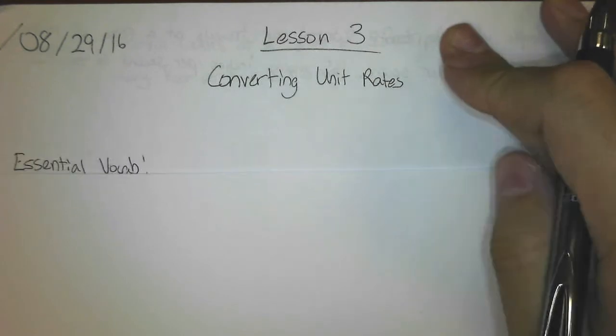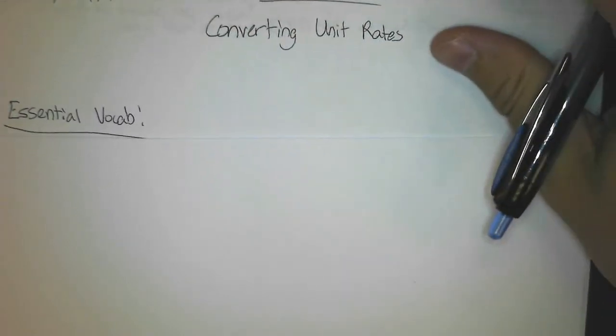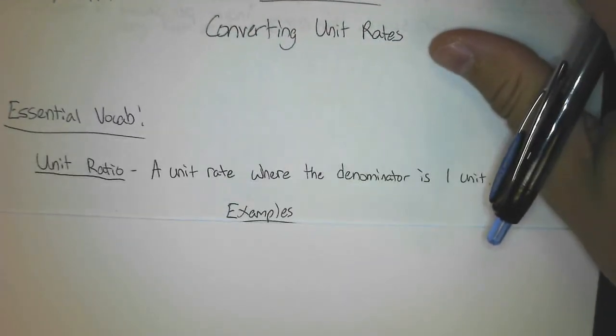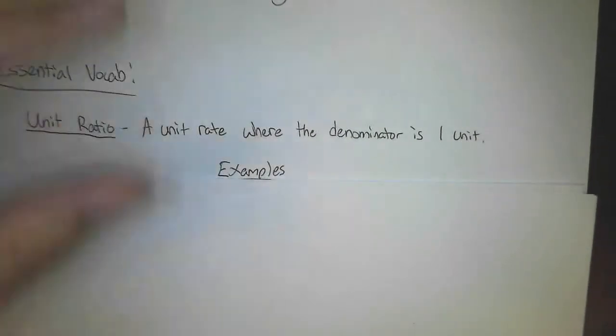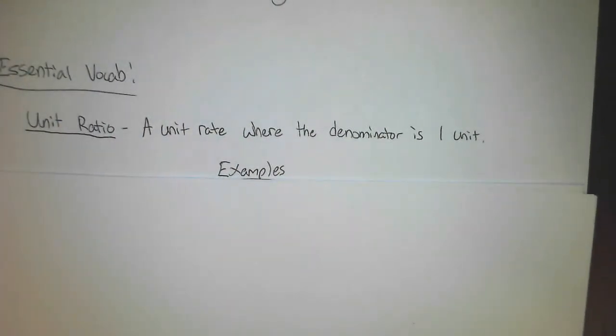So, lesson 3, at the beginning of every lesson we start off with vocab, just like all the others. So essential vocab to start. I'm going to start off with the first one, a unit ratio. Unit ratio is a unit rate where the denominator is 1 unit. Please feel free at any time to stop the video if you need more time to write things down.